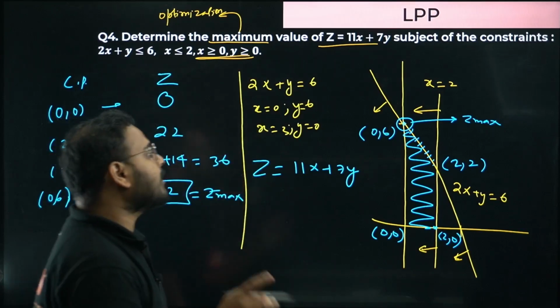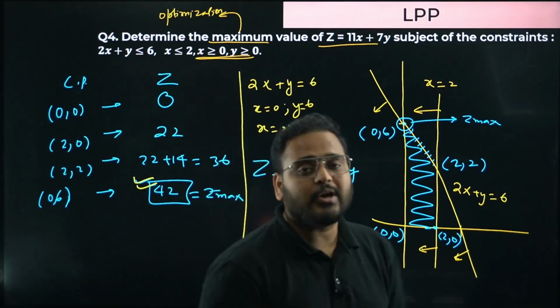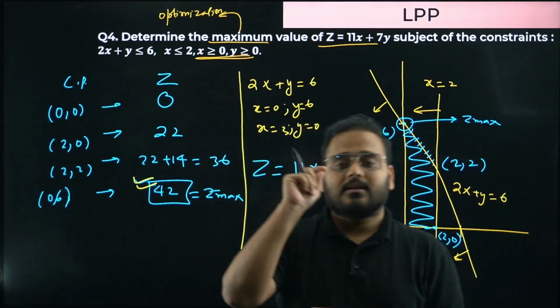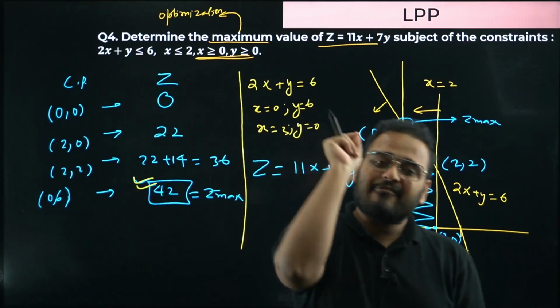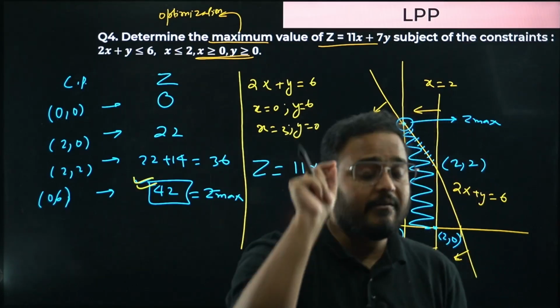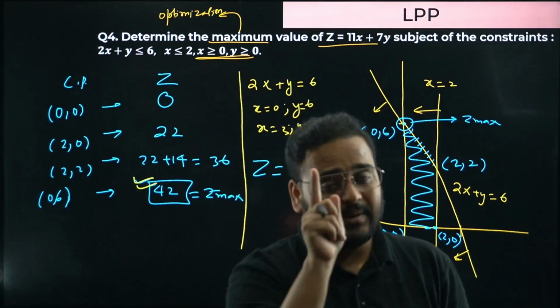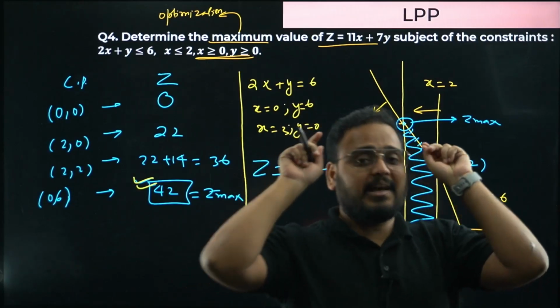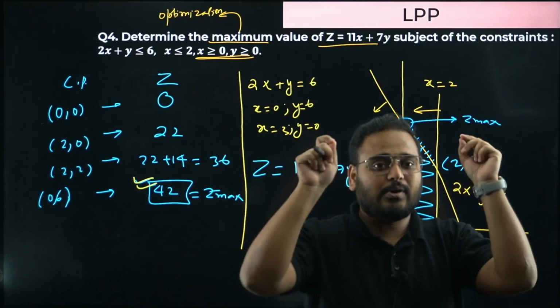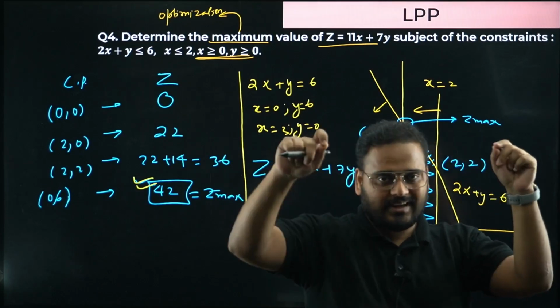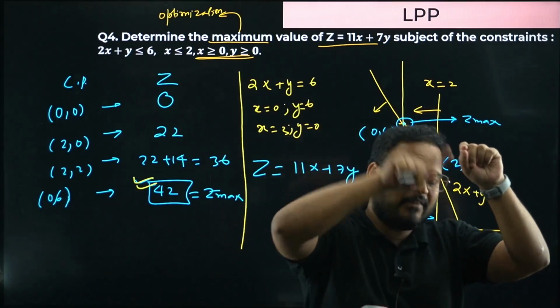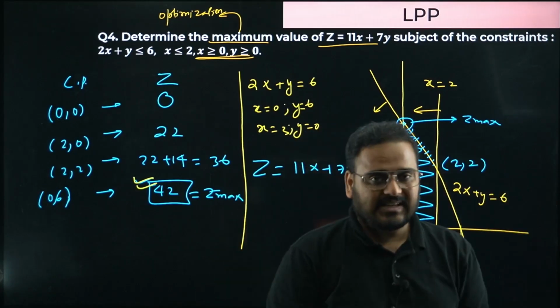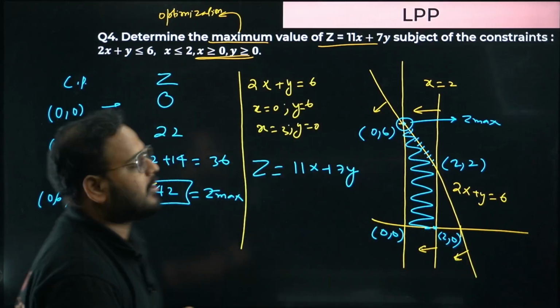But I'm telling you, if in a question you're solving you get two maxima, then the maxima will exist at every point on the line joining those two points. I'll repeat myself. If you join the line with the two maximum points, every point on the line will be your maxima value. That is okay. Let's move on now. LPP is clear.